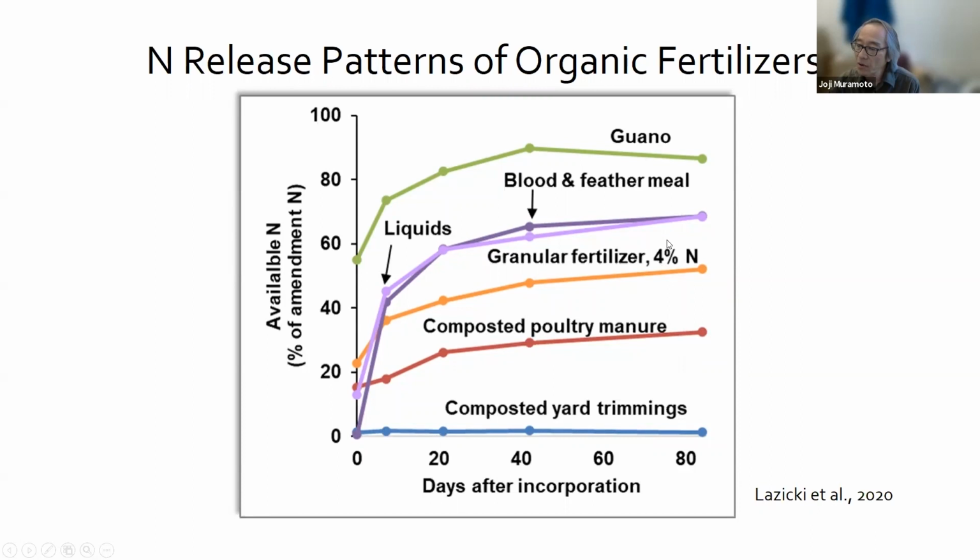Granular fertilizers, 4% nitrogen, have 20% to begin with, and then release 50%. And then liquid fertilizers and blood and feather meal have almost nothing to begin with, or liquid might have 10%, then 12 weeks later, like 80%. And guano is very different. It has more than 50% plant-available nitrogen from the beginning, and then releases more nitrogen later.